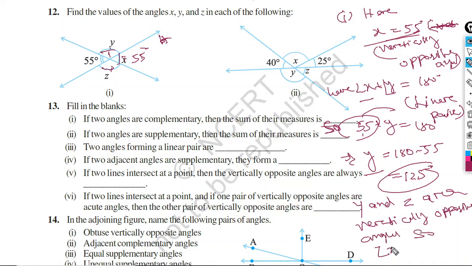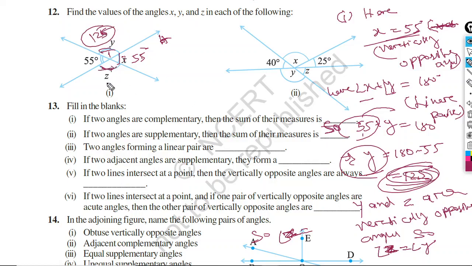So angle x is equal to angle y. So what is the value of angle y? 125. You can write, so angle y and z. No, it's not x, it's z. So z equal to y. As y equals 125 degrees, we have already found it here. So z will also be equal to 125 because they are vertically opposite angles. So we find the value of z also.